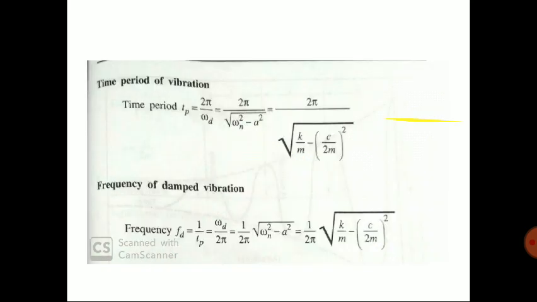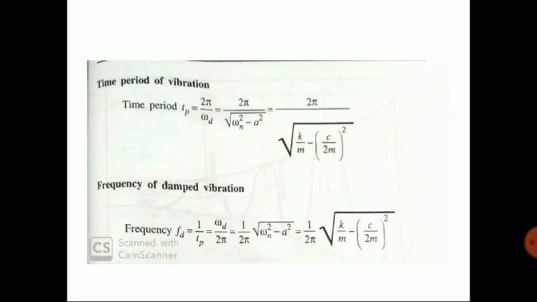So the final equation we are getting is x equals a into e raised to minus at cos omega d t. Okay, and you can see here a into e raised to minus at is the amplitude of vibration, which diminishes exponentially with time. And next we get some basic equations. The time period of vibration, in the case of an underdamped system, is 2 pi by omega d, that is 2 pi by root of omega n square minus a square. Frequency of damped vibration fd is equal to 1 by tp. That is, frequency means 1 by time period. Just take the reverse.